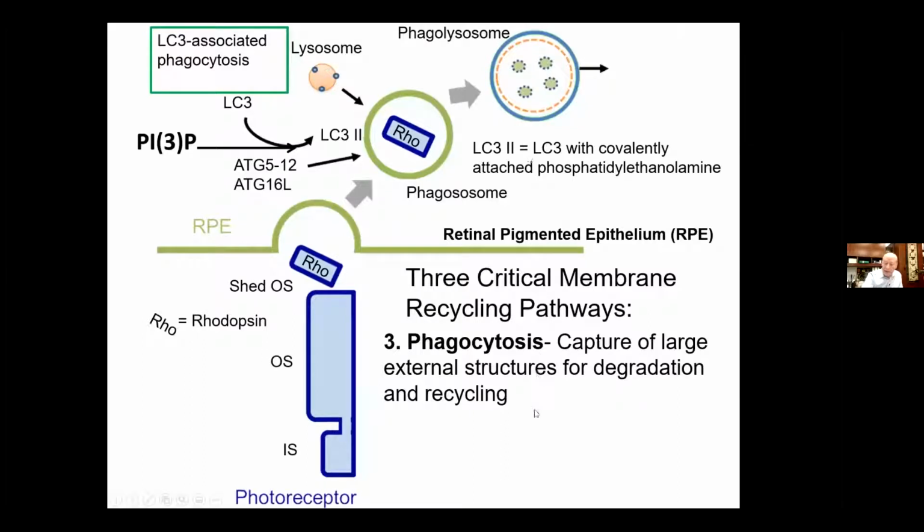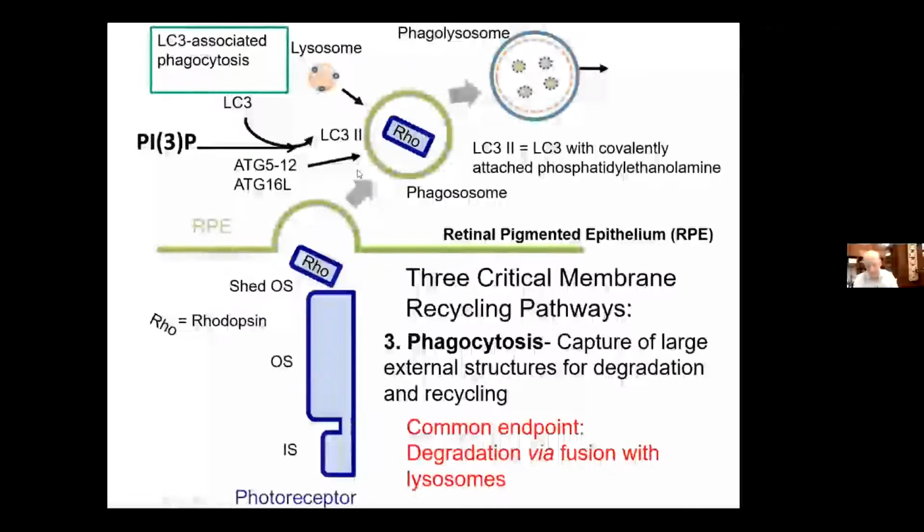And a common thing that all of these three membrane processes have in common, in addition to a role for PI3P, is an endpoint that involves degradation via fusion with the lysosomes. And in all three cases, that particular step is blocked. But in the case of phagocytosis, some of these early steps are blocked as well when PI3P is not present.